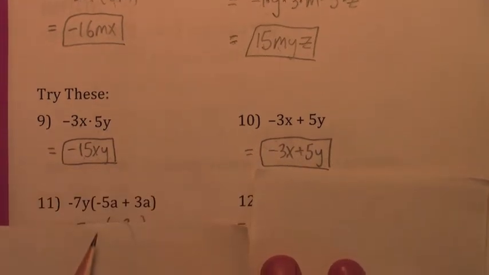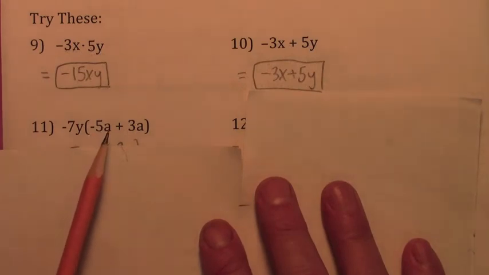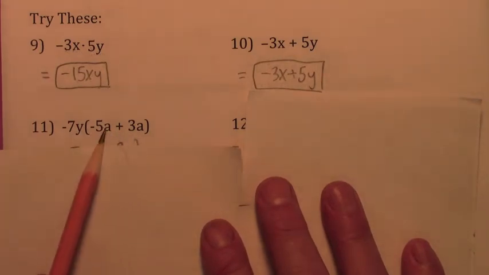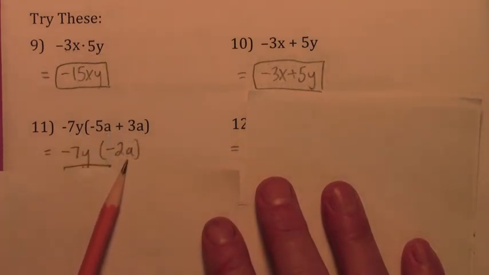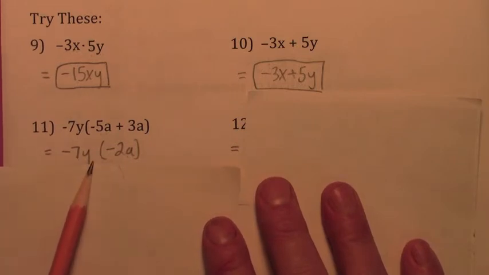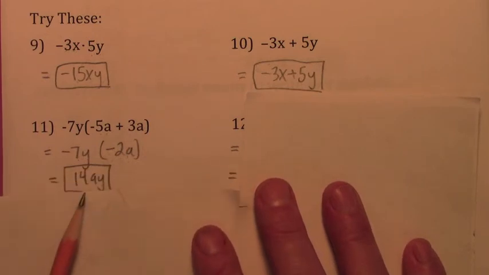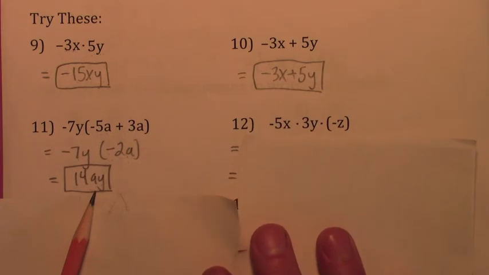On this one, let's see. Let's simplify this. We can add inside the parentheses, right? Those are like terms, so you get negative 2a. Then you're multiplying negative 7y times negative 2a. There should be 4 factors there. And you get 14ay, or ya. Let's just leave it in alphabetical order, though, since it's okay to do that.